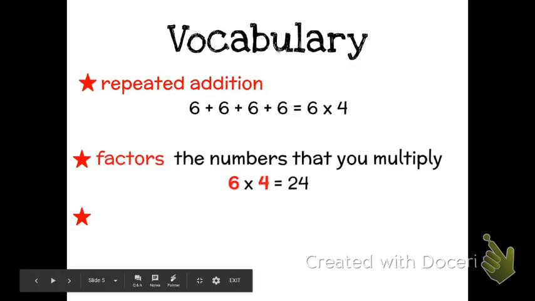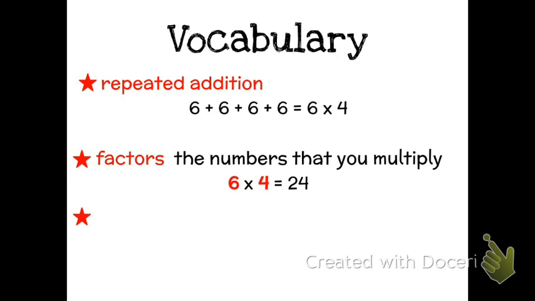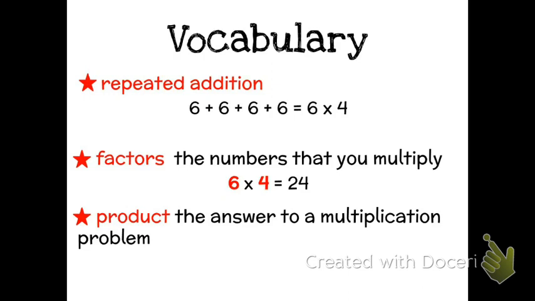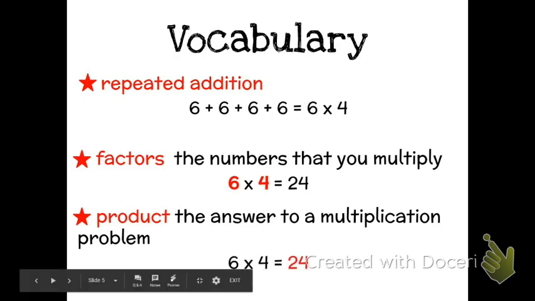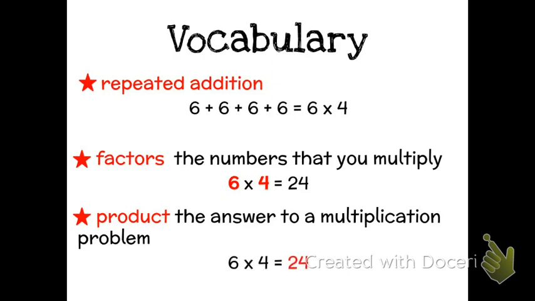Factors are the numbers that you multiply. So in the problem 6 times 4 equals 24, the 6 and the 4 are my factors. Be sure to underline or highlight the numbers 6 and 4 to go along with your definition of factors that are the numbers that you multiply. Product is the answer to a multiplication problem. So again, in my example of 6 times 4 equals 24, 24 is an example of a product. Product is the answer to a multiplication problem.